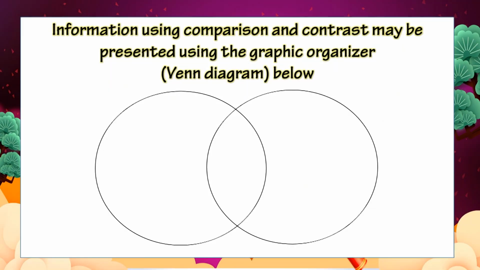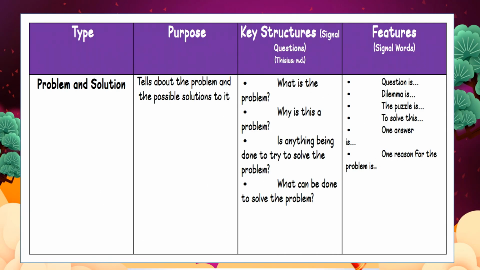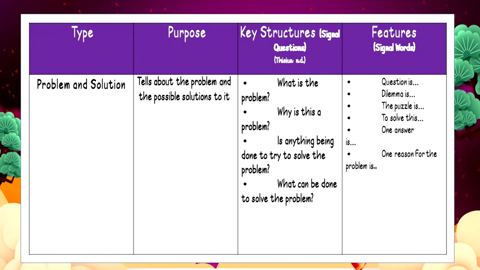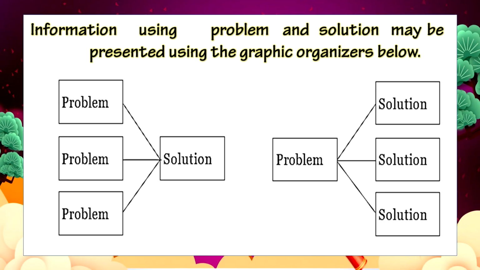Okay, the next one is problem and solution. Its purpose is to tell us about the problem and the possible solutions to it. So the signal questions or the key structures are: what is the problem? Why is this a problem? Is anything being done to try to solve the problem? What can be done to solve the problem? So the signal words are: our question is, dilemma is, the puzzle is, to solve this, one answer is, one reason for, the problem is. So information using problem and solution may be presented using the graphic organizers below.